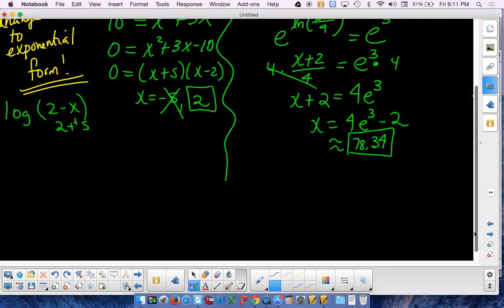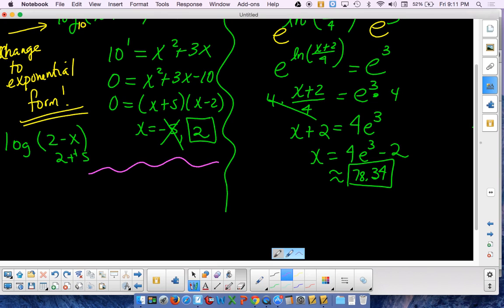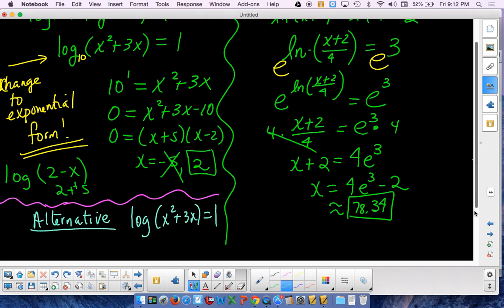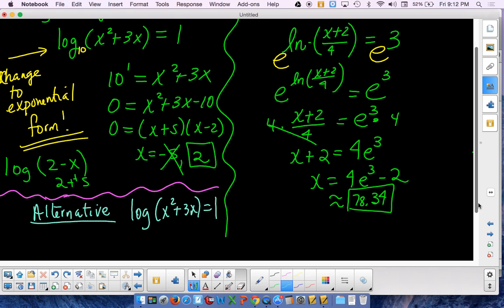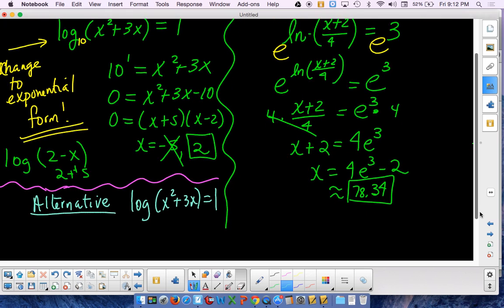Okay, now that we've done that, I want to show you an alternative for how you could have solved the above problem. On the above problem, once we got it down to logs on each side, if I had gotten it down to log of x squared plus 3x equals 1, your alternative method for solving that, rather than changing to exponential form, is to do what we just did with the e's. With e's, I put an e under both sides.